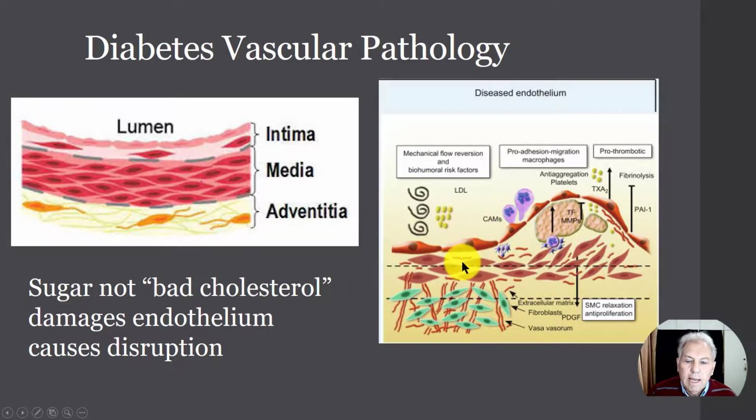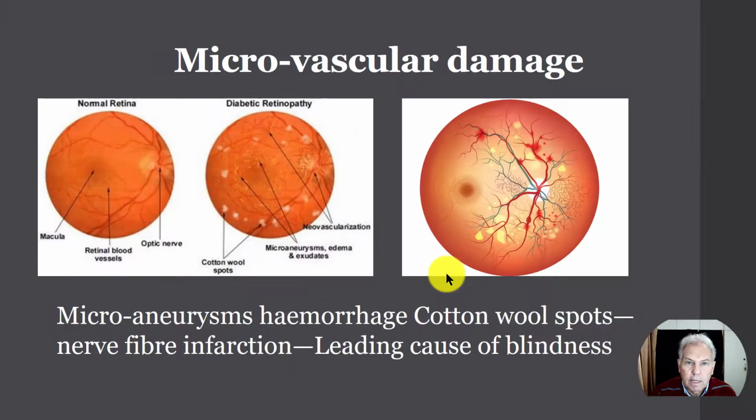So really, sugar is what causes this whole atheromatous damage to the endothelium, and damage to the endothelium in small blood vessels, disrupting them and so on. The other molecule that we know does exactly this is nicotine. So let's first have a look at the microvascular damage that diabetes causes, and then we'll look at macrovascular.